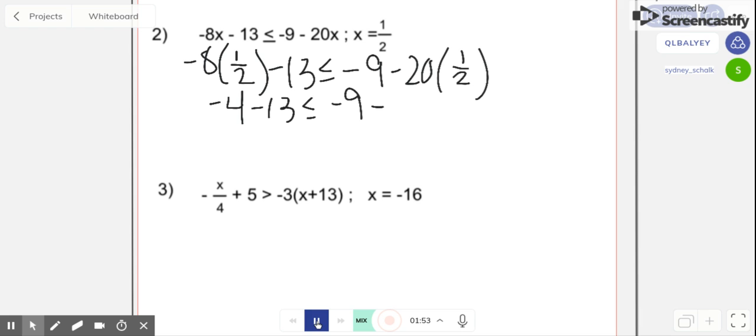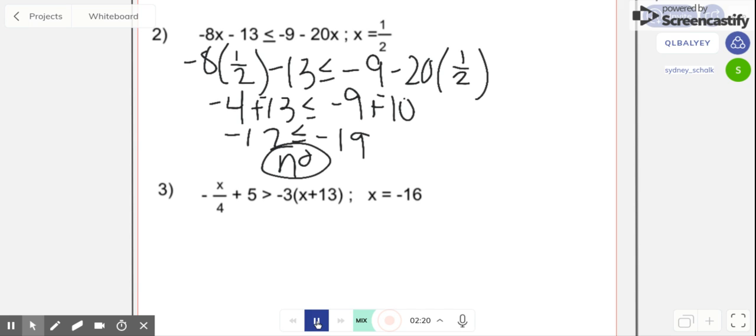1/2 of 20 is 10. And on the left, we have negative 4 minus 13, or plus negative 13, giving us negative 17 is less than or equal to negative 9 plus negative 10, which is negative 19. Is negative 17 less than or equal to negative 19? No, so our answer would be it is not a solution to the inequality.